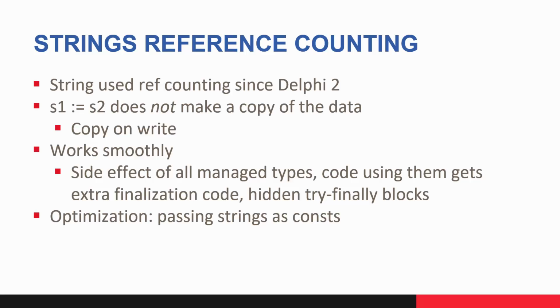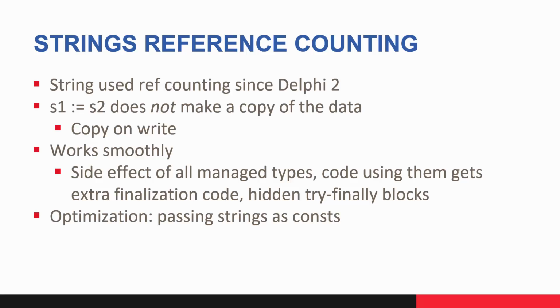Whenever you change one of the two, either S1 or S2, there is a copy, so it's called copy on write, because the change is done only when you're changing the data. It does work very smoothly. I mean, you seldom have to worry about memory for strings. However, it has side effects, the side effects that are shared by all managed types.